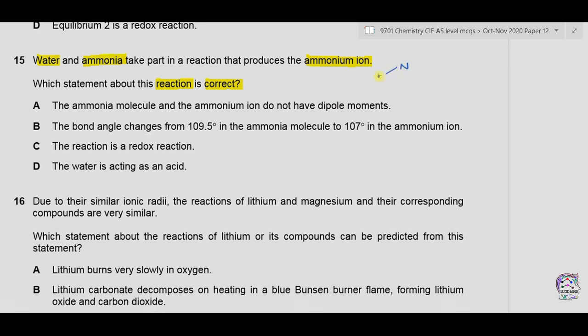We have ammonia, in which nitrogen is making 3 single covalent bonds with 3 hydrogen atoms, and the lone pair is also present. Bond angle is 107. While in the ammonium ion, we have 3 single bonded hydrogen atoms, 1 coordinate covalent bond of nitrogen with another hydrogen, and the charge is plus.